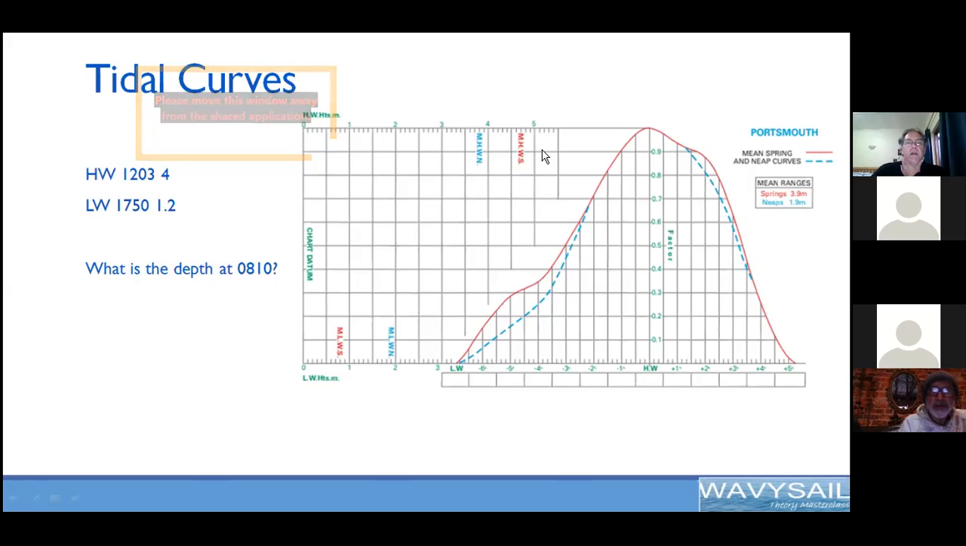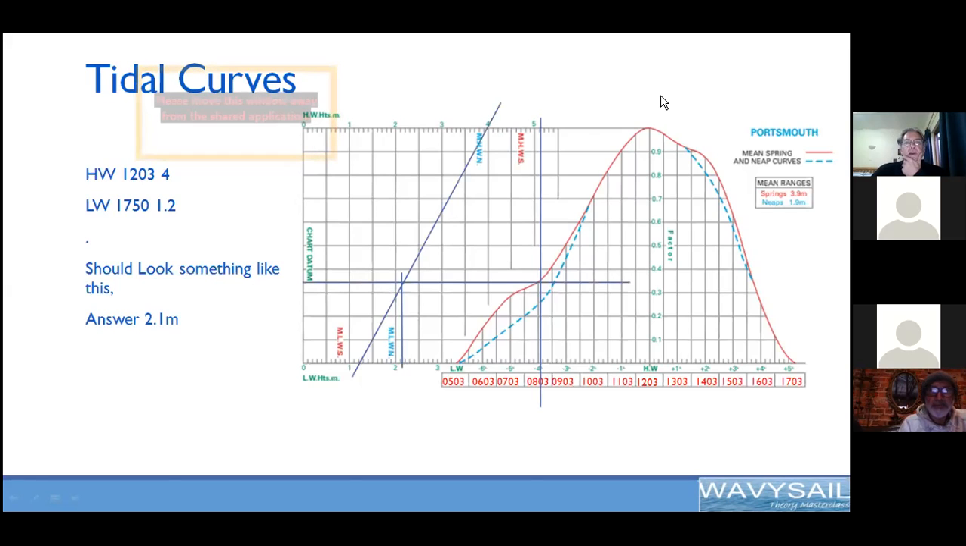Most of them are coming in around just over 2. So basically what you should have is something that looks like this when you're finished. There was your low water tide, there was your high water tide. We wanted 8:30, so we came up at 8:30, where it crosses the tidal curve, comes down. So I get 2.1, 2.2, something like that. That's kind of what we should be looking at from the tidal curve.